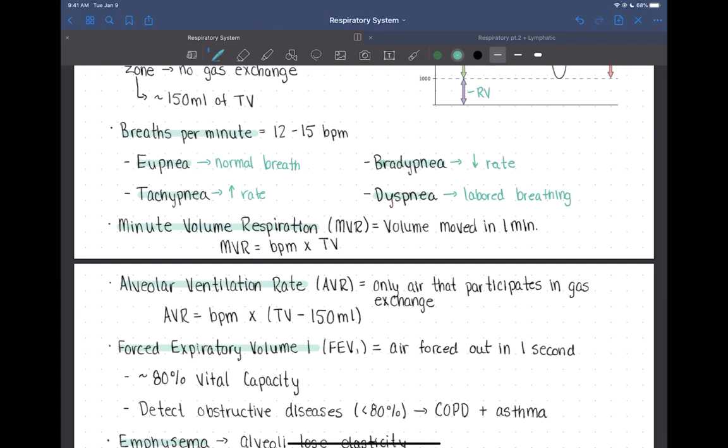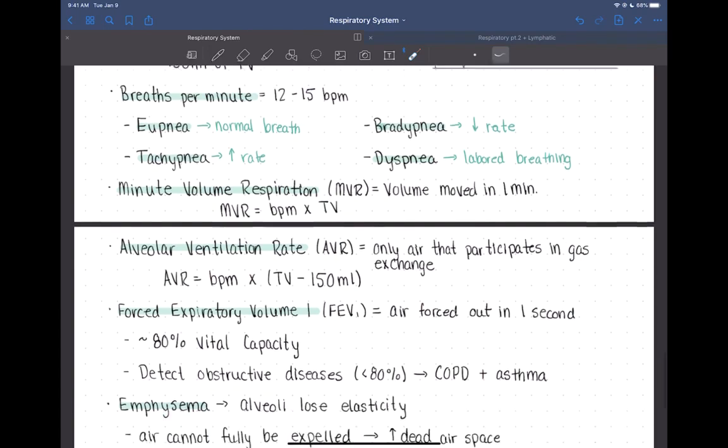All right, and so then we can also measure the minute volume respiration. This is just the amount of air that's moved through the lungs in 1 minute. All right, and you would just simply calculate that by taking this breathing rate and multiplying it by the tidal volume, so the volume moved with each breath. So how many times are they breathing in a minute? How much air are they moving with each breath? That will give you your minute volume respiration.